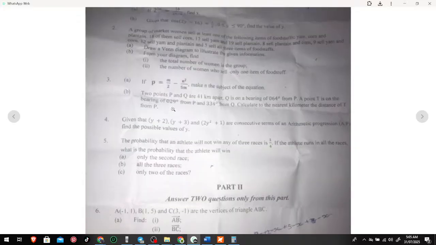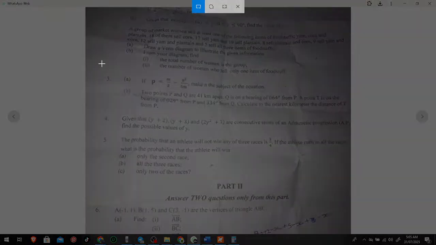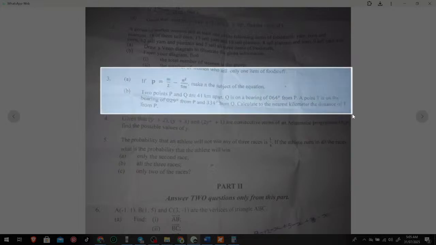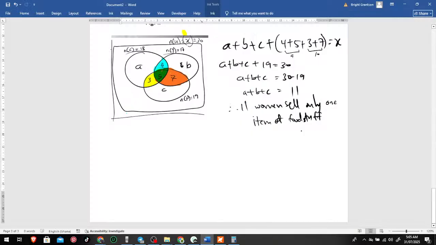Now let's look at number 3. We are making n the subject. N.